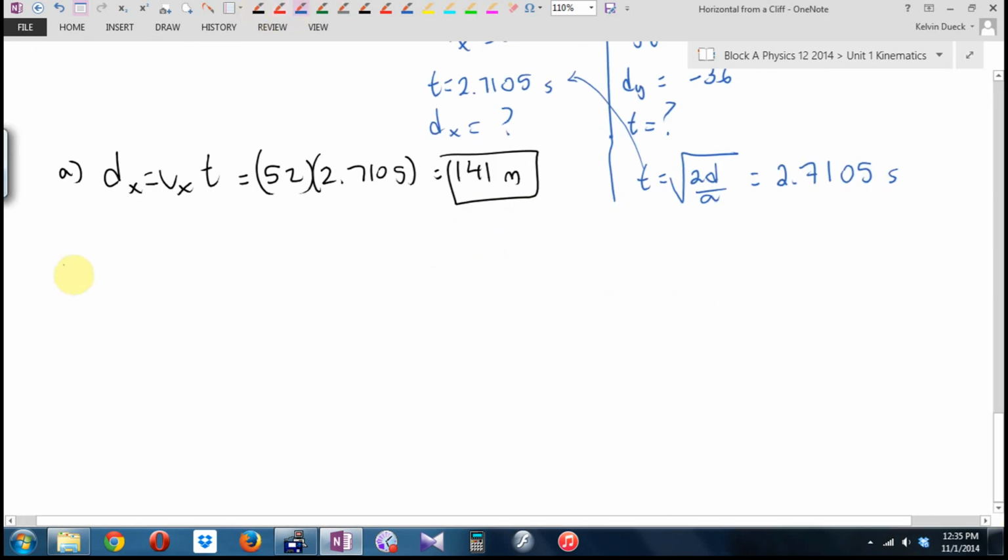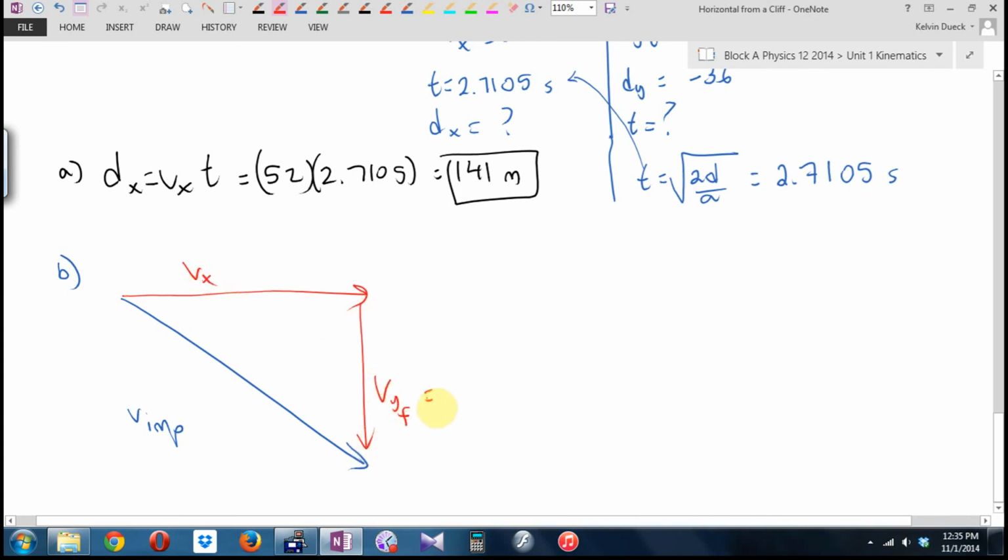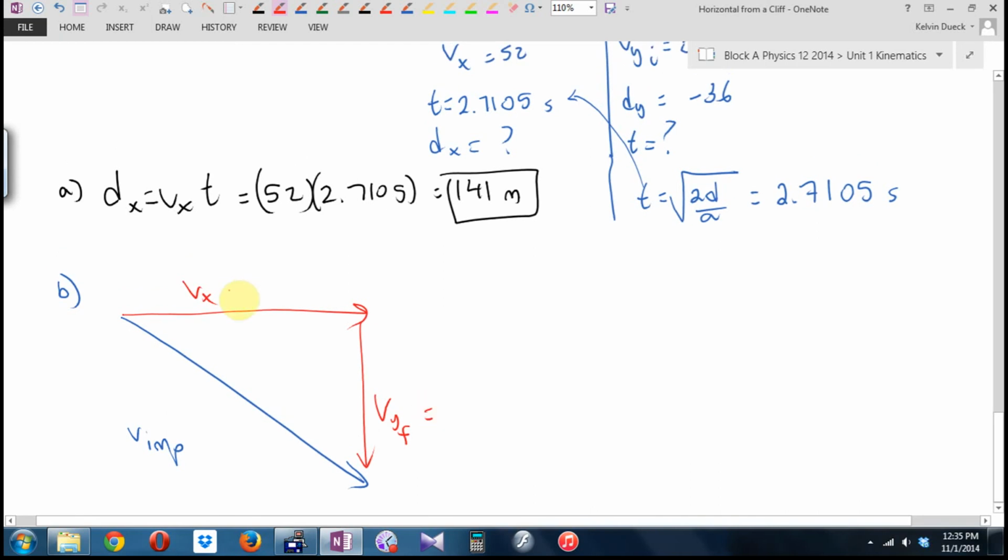So B, impact velocity, which I know looks like that. And I know it's made up of vX and vY final. vX was 52. The question told me that, and that's never going to change. vY final, I'm going to have to find. How will I find vY final? Well, I can use v final equals v initial plus at, as long as I use everything vertical. v initial 0, negative 9.8, 2.7105.